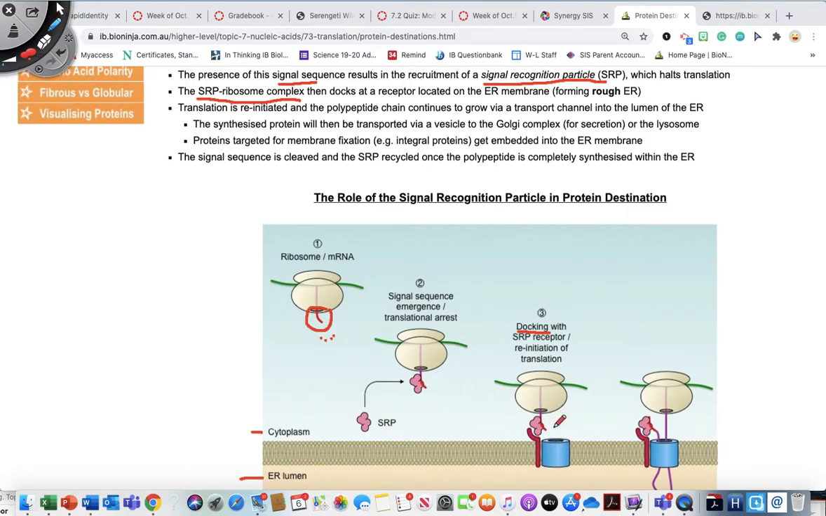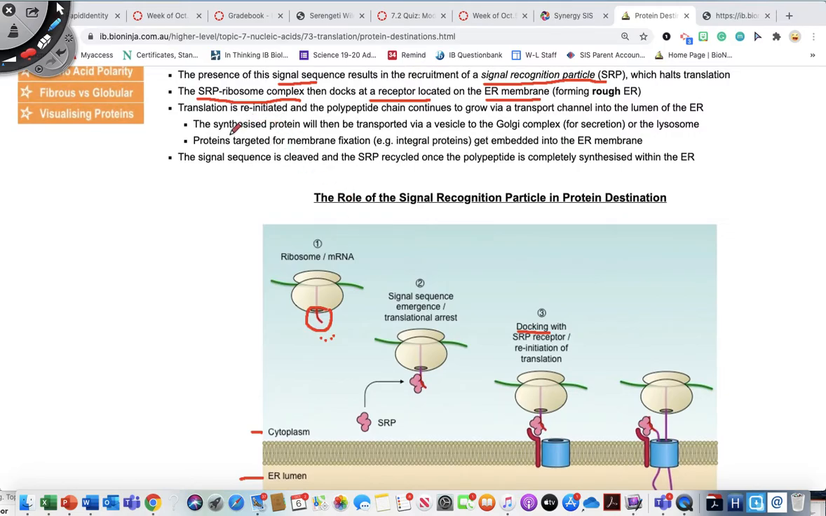Okay, so once the complex here docks, it actually attaches itself to another protein within the ER. Okay, so it docks at a receptor located on the ER membrane. So now this is what we're able to see as the rough ER, right? Because these ribosomes are docked here. All right.